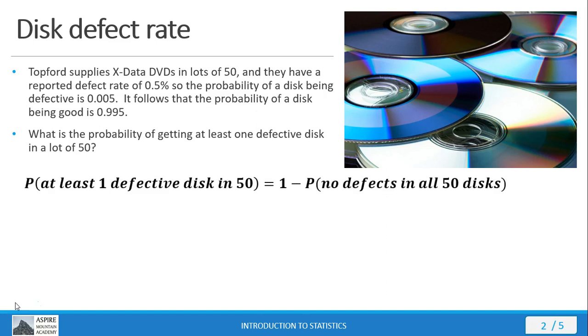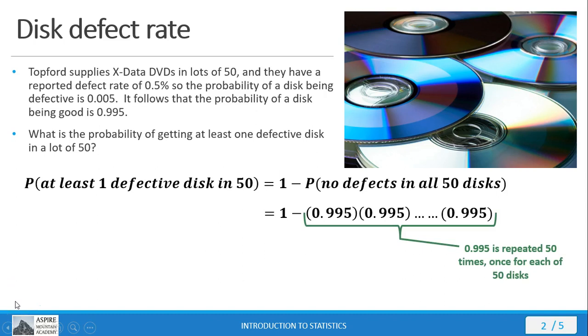So the probability of at least one is 1 minus the probability of none. So the probability of at least one defective disk in the lot of 50 is 1 minus the probability that there are no defects in all 50 disks, that all 50 disks are good. Well, that's going to be the same as 1 minus the probability that the first disk is good times the probability that the second disk is good, all the way over till you get to the 50th disk.